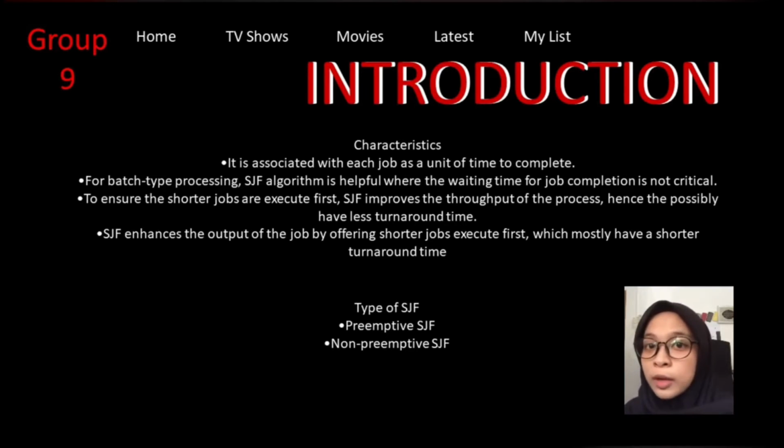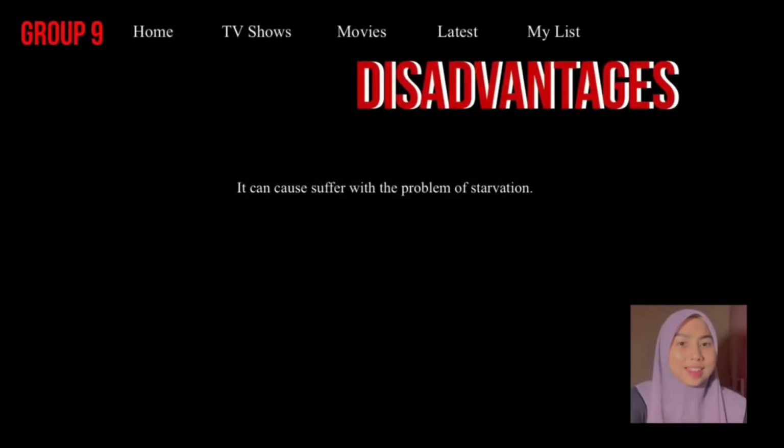SJF has two types, which are preemptive SJF and non-preemptive SJF. Since we chose non-preemptive SJF, in non-preemptive SJF the process will hold the CPU until the process enters the waiting state, only if a CPU is allocated to the process. The disadvantage of SJF is that it suffers from the problem of starvation.